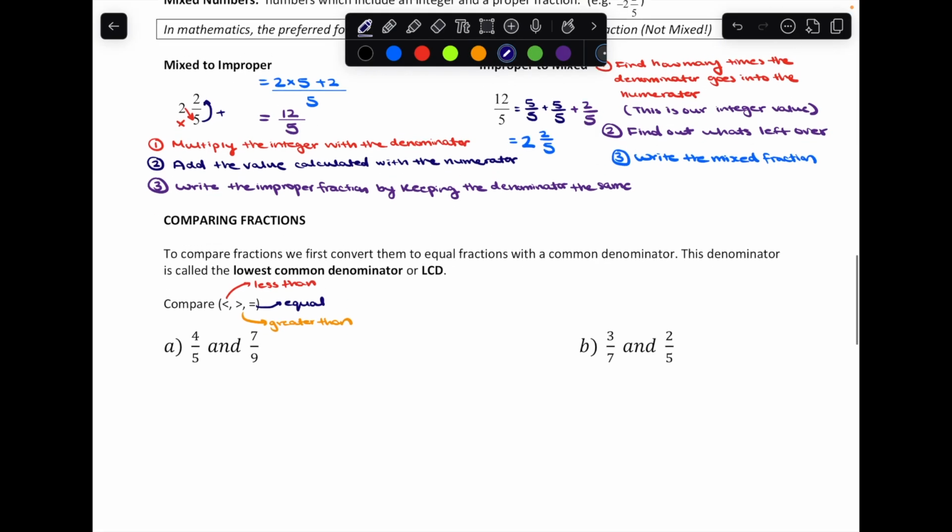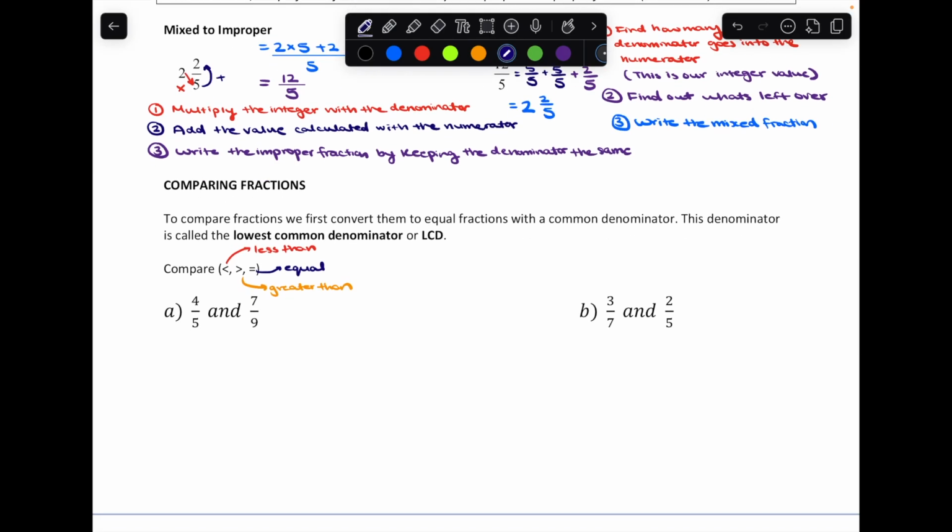So here we have 4 over 5 and 7 over 9. And so the lowest common denominator between 5 and 9 will be 45. And so remember, whatever we do to the bottom, we must do the top. So here, if we want to make the denominator 45, we need to multiply both the top by 9 and the bottom by 9. And so here, 4 times 9 will give us 36, and 5 times 9 will give us our lowest common denominator of 45.